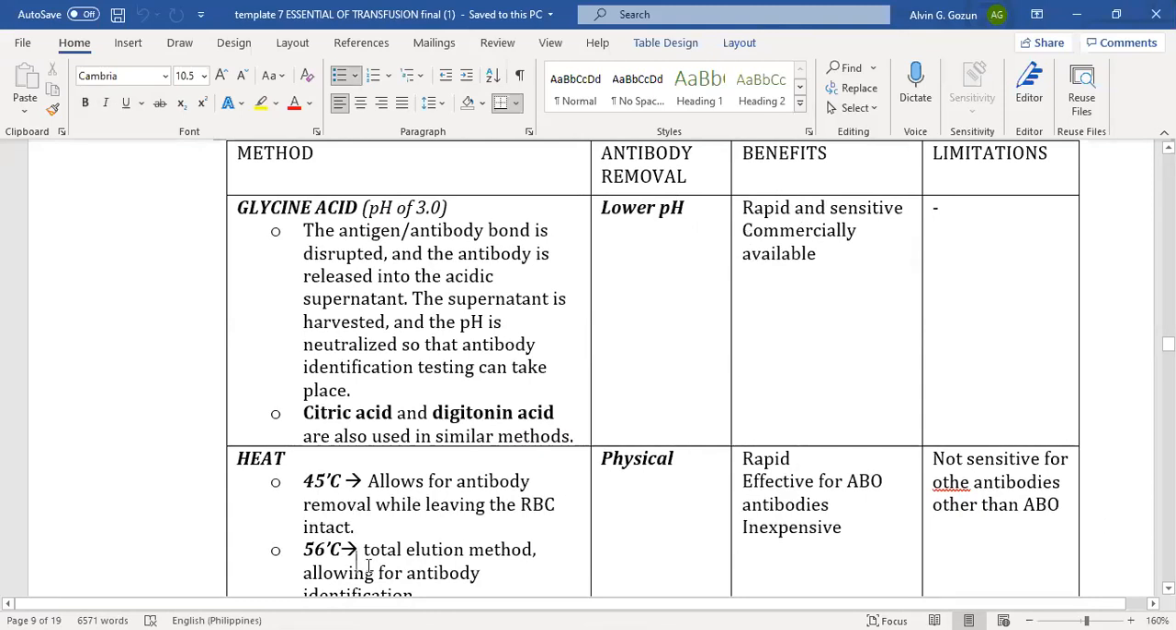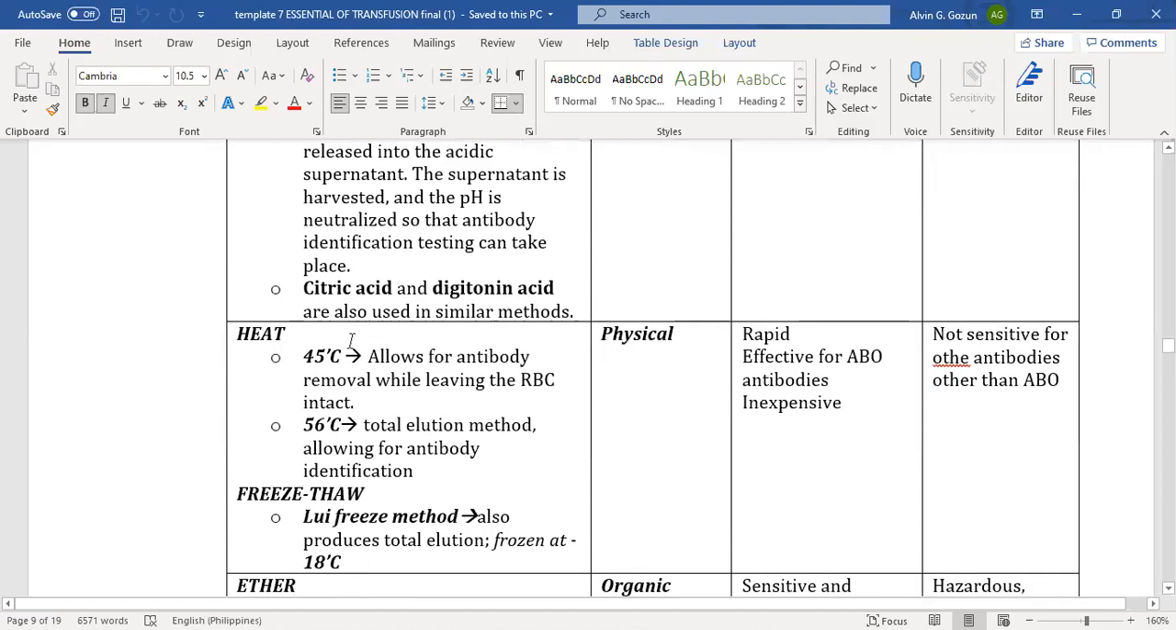So heat, we can use 45 degrees Celsius and 56. Ano meron sa 45? It allows for antibody removal while leaving the RBC intact. While 56 degrees Celsius, okay, it is called your total elution method, allowing for antibody identification. So physical, yung sa heat. Benefit, rapid, effective for ABO antibodies, and this is inexpensive. So, limitation, not sensitive for other antibodies other than ABO.